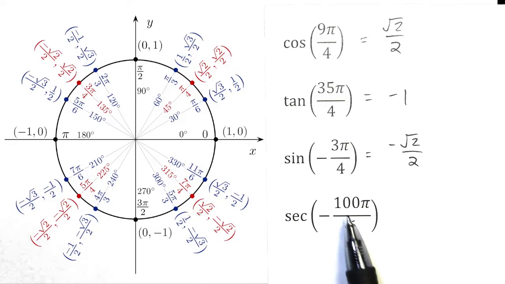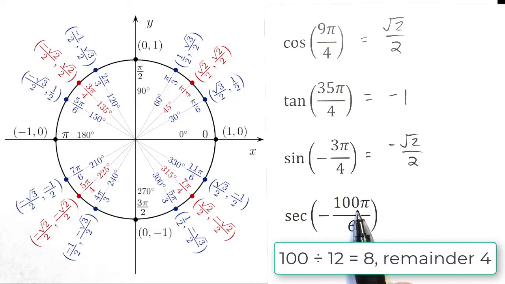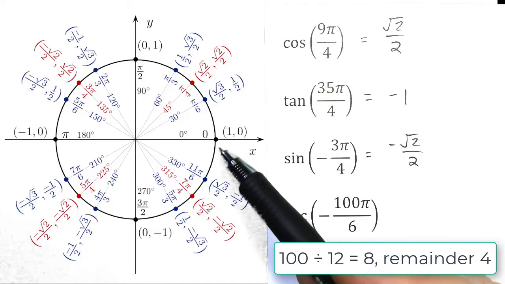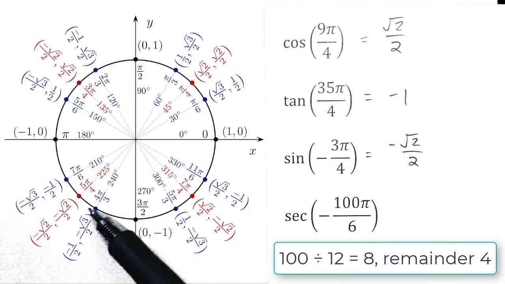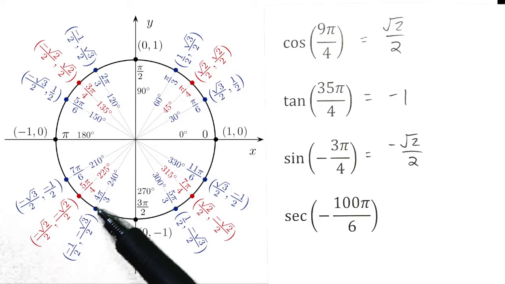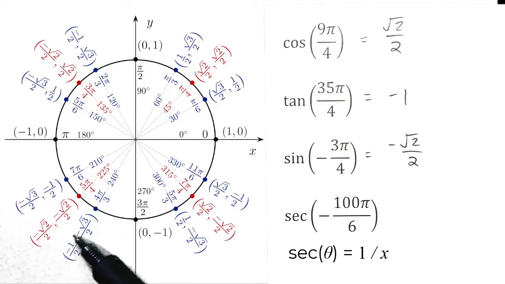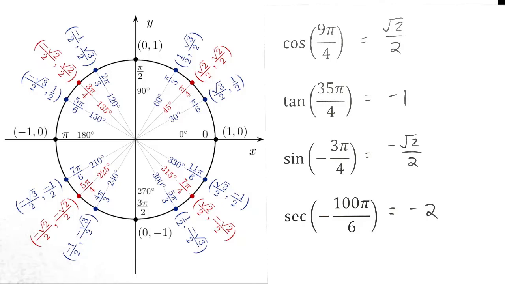Well, 12 times 8 is 96. What is the remainder? 4. I need 4 more to get to 100. So I'm just going to go 4 pi over 6 more than here. So 1, 2, 3, 4. That's negative 4 pi over 6. What is secant? It's 1 over the x-coordinate. So it's 1 over negative 1/2, and of course that is negative 2. So this is how we can evaluate trig functions on angles which don't appear in the standard picture.